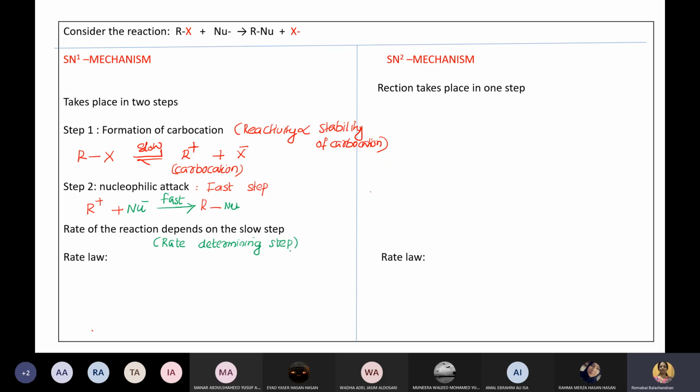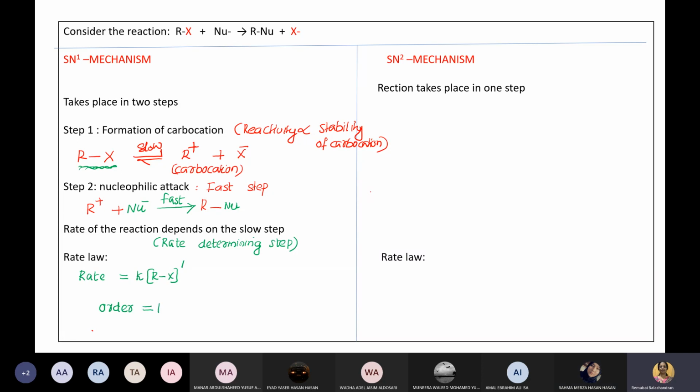Now, can you tell me the rate law? You know all these things. The rate of the reaction will be equal to the rate constant K times the concentration of the reactant in the slow step. What is the reactant in the slow step? It is RX to the power 1. So what's the order of the reaction? First order.